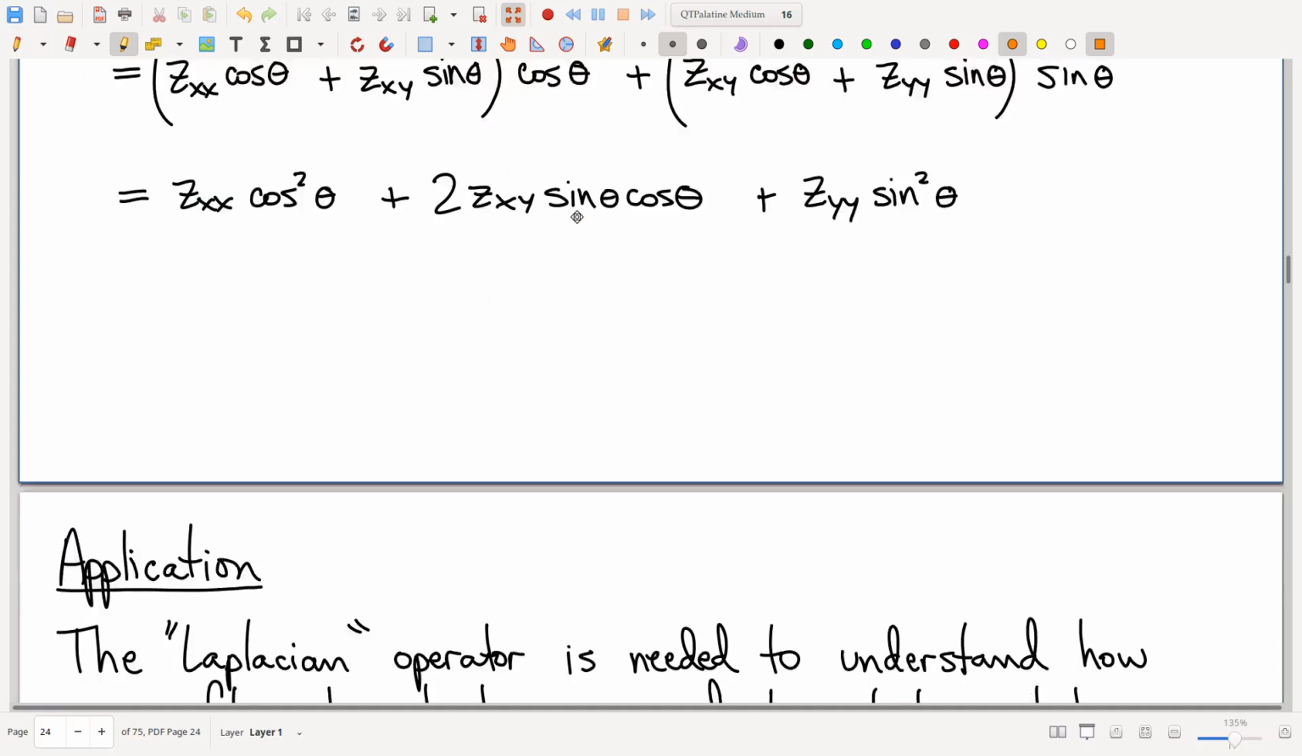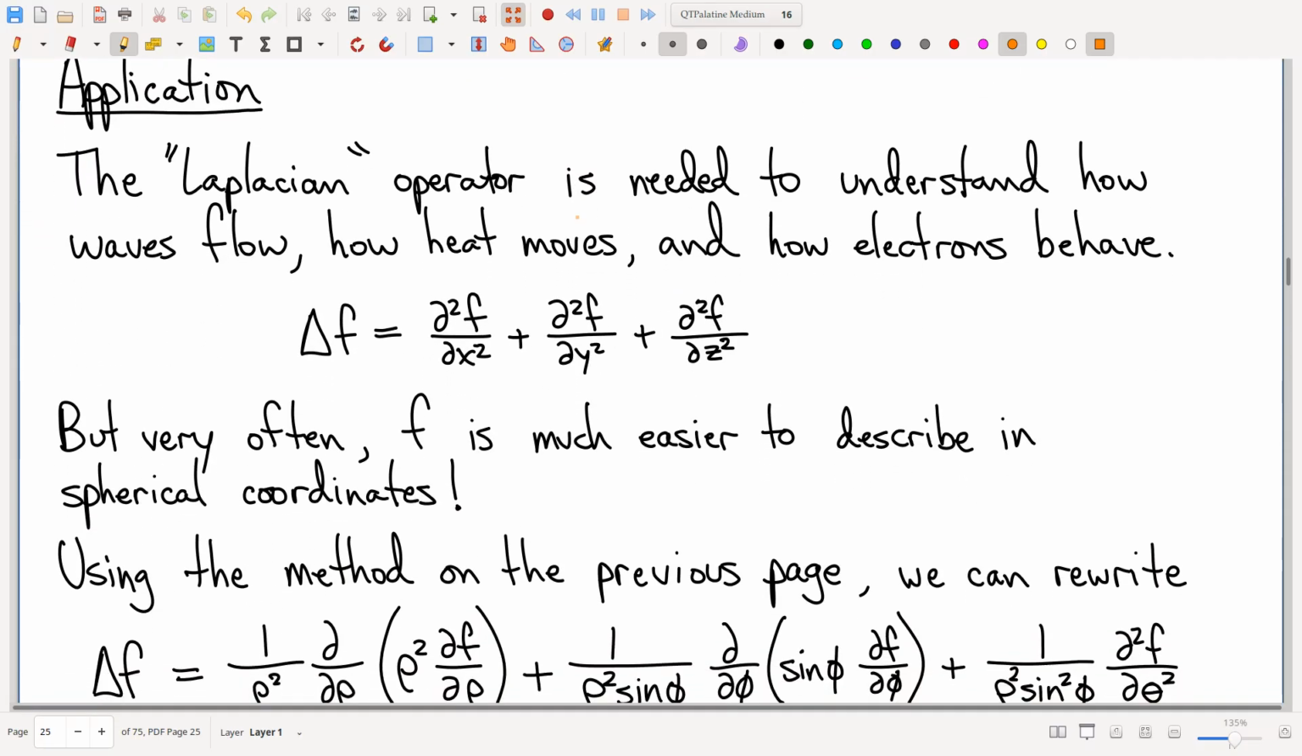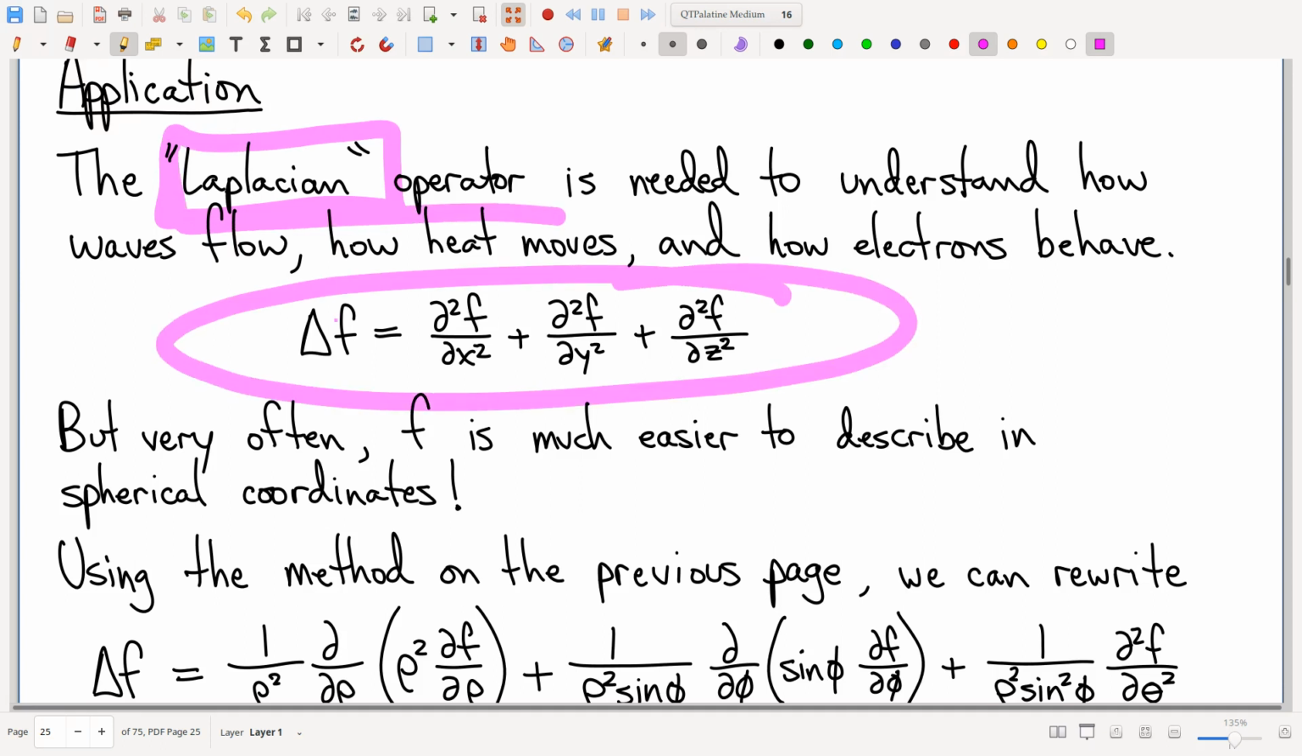Okay, moving along. Here's a cool application. I think this is a great time to bring this up. So there's this thing called the Laplacian operator. The Laplacian operator is this expression right here. You'll notice it's partial derivatives, second partials, no less.